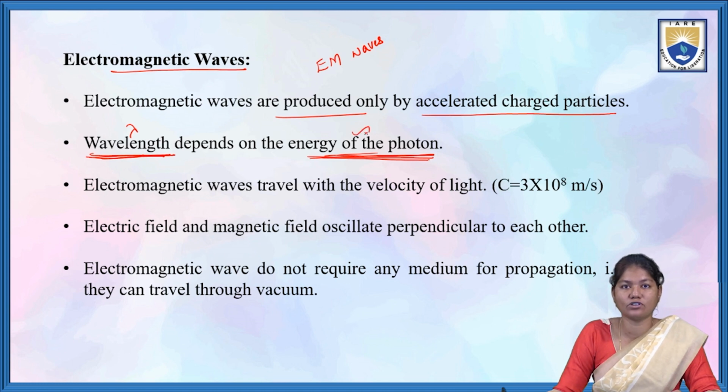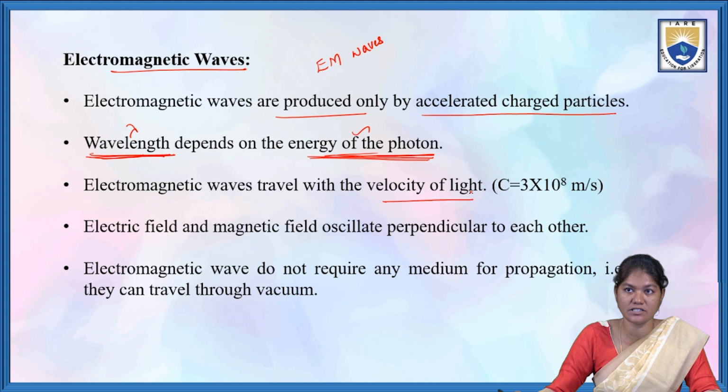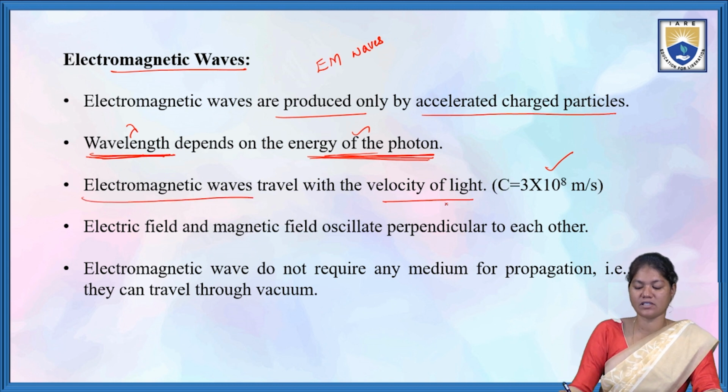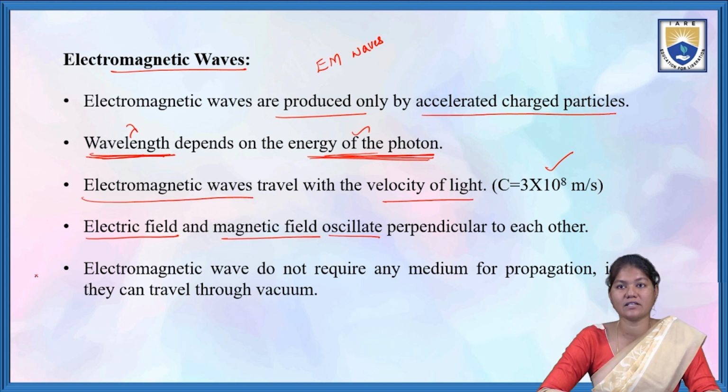Electromagnetic waves travel with the velocity of light. What is the velocity of light? c equals 3 into 10 power 8 meters per second. Here the electric field and magnetic field oscillate together, perpendicular to each other, so that the electromagnetic wave is produced.